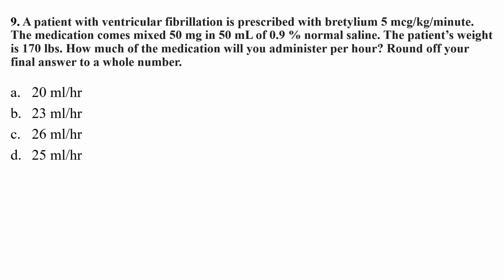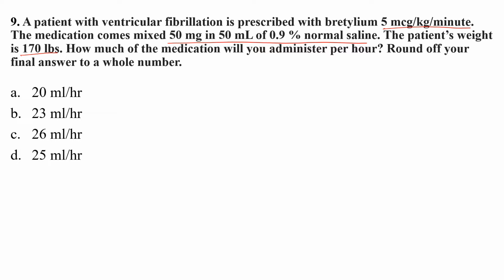Question number 9. A patient with ventricular fibrillation is prescribed bretylium 5 micrograms per kg per minute. The medication comes in 50 mg in 50 ml normal saline. The patient weight is 170 pounds. How much of medication will you administer per hour? Round off your answer to whole number. Option A 20 ml per hour. Option B 23 ml per hour. Option C 26 ml per hour. Option D 25 ml per hour.